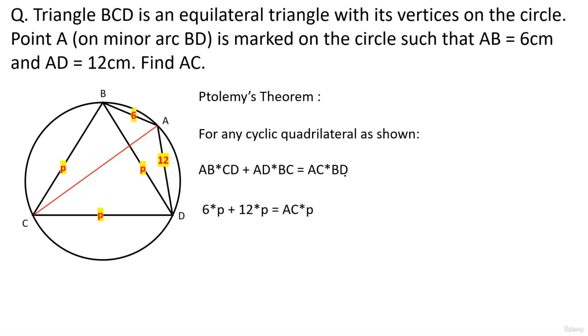So put in the values. You'll get AB, which is given as 6 here in this case. CD is the side of the equilateral triangle, P. AD is given as 12 in the question. BC is nothing but the side of the equilateral triangle, P. AC we have to find, and BD is the side of the equilateral triangle, P. So P gets cancelled everywhere. AC is nothing but 6 plus 12 equals 18 units. As simple as that, right?